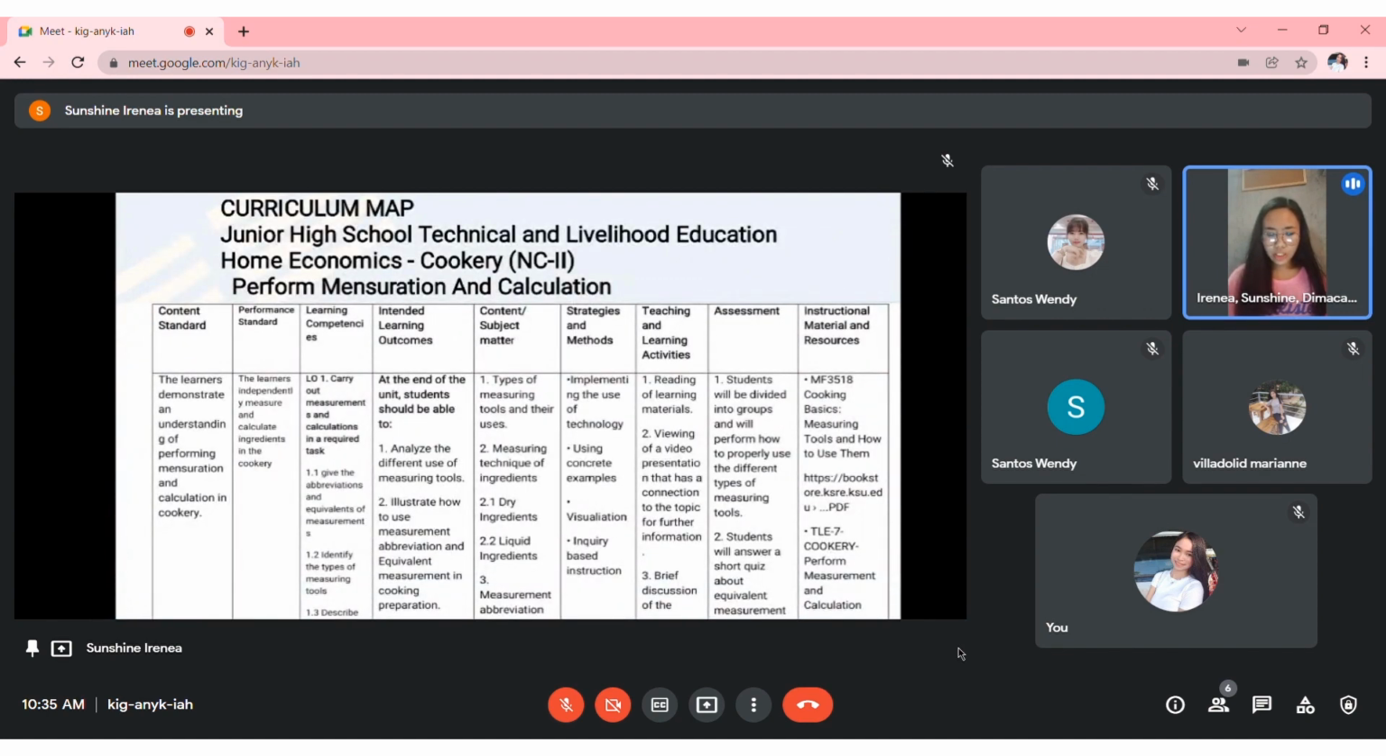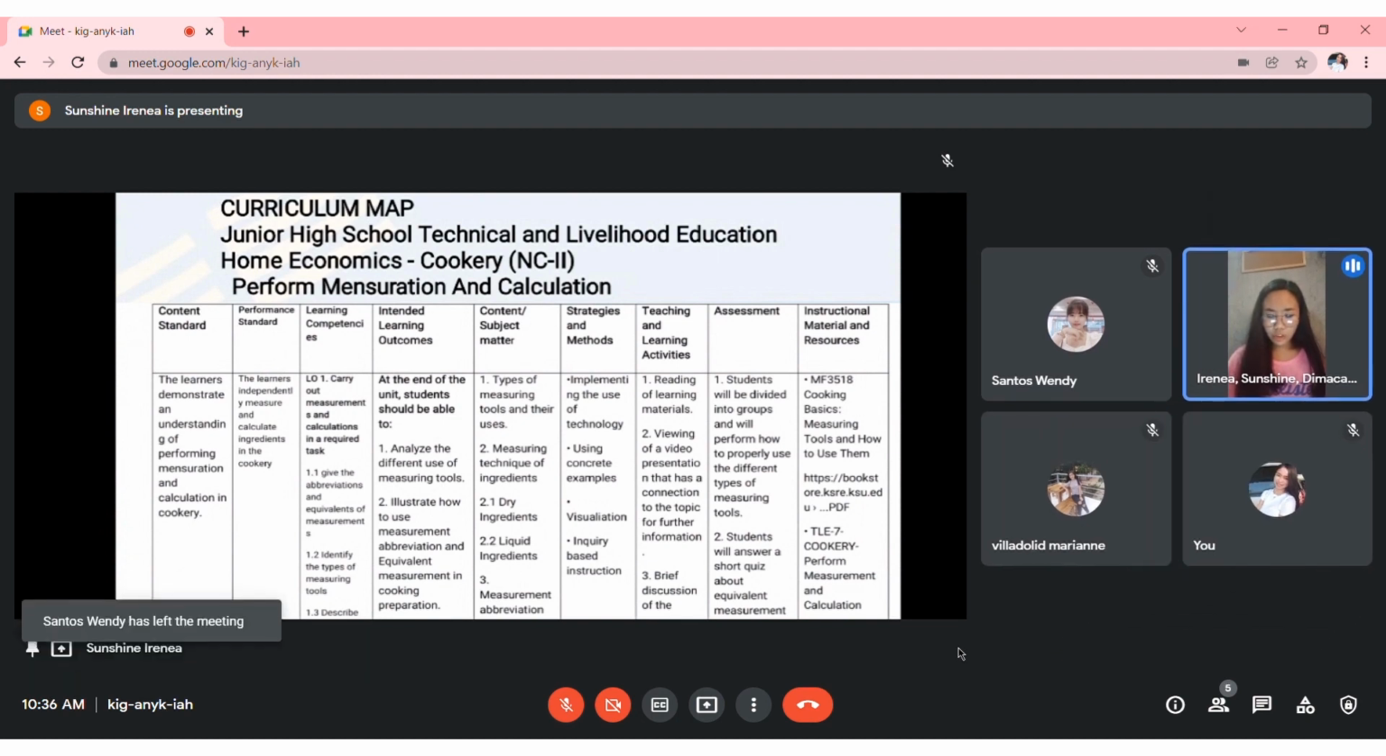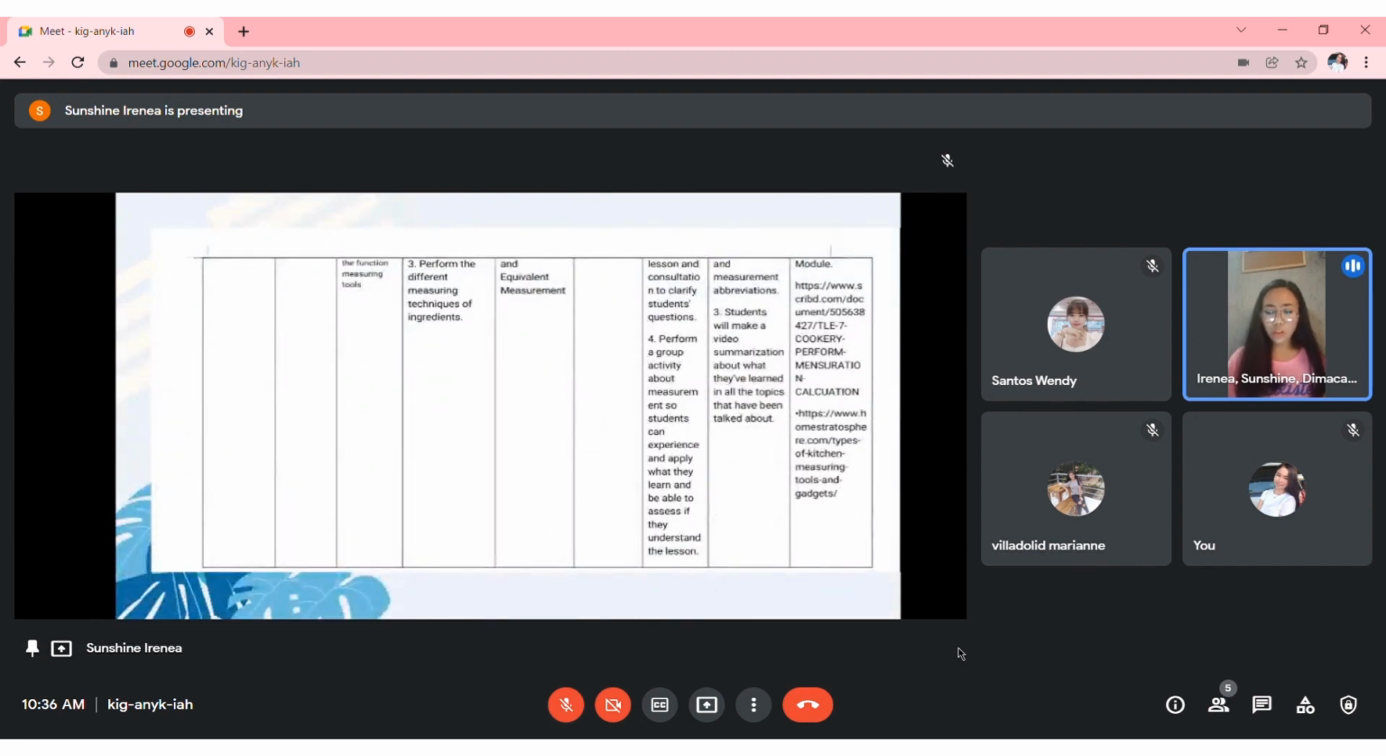For strategies and methods, I will implement the use of technology, use concrete example, visualization, and inquiry-based instruction. Teaching and learning activities. The students will do a reading of the learning materials, and then they will view a video presentation that has a connection to the topic for further information. After that, there will be a brief discussion about the lesson and also consultation to clarify the students' questions.